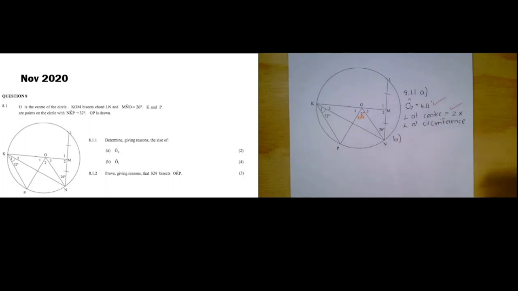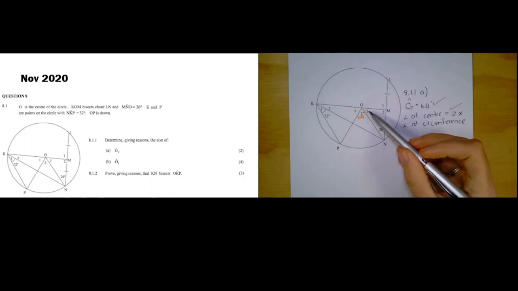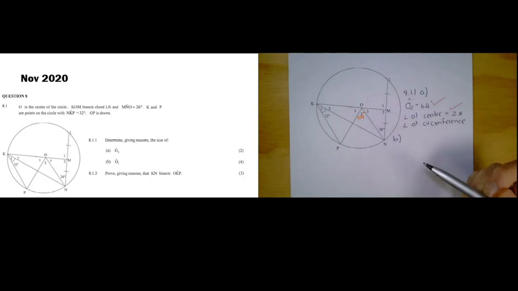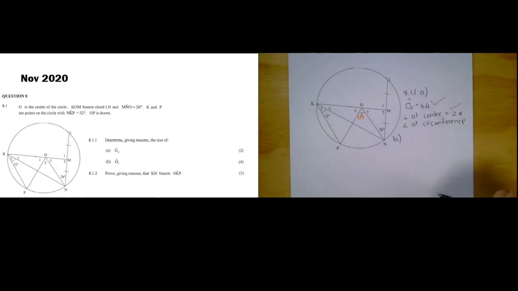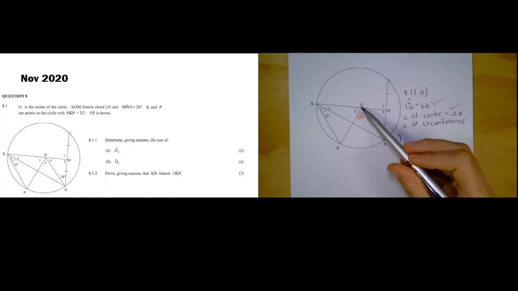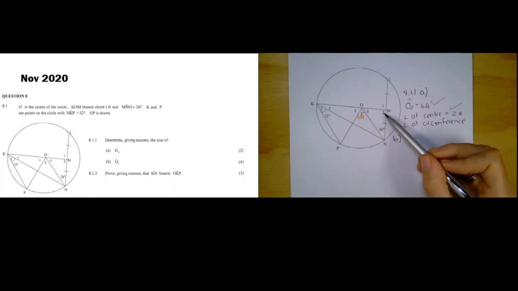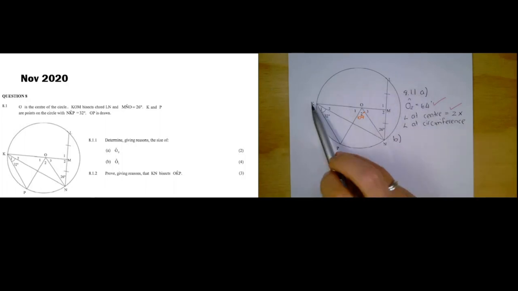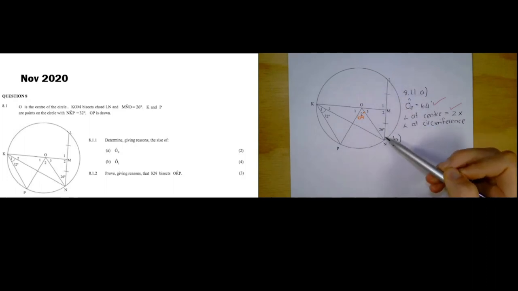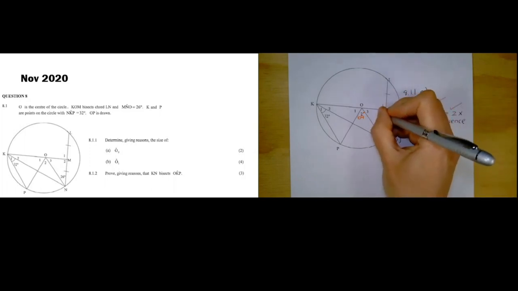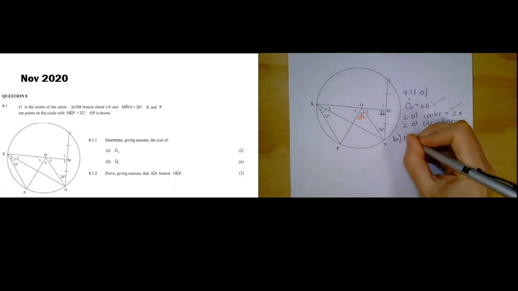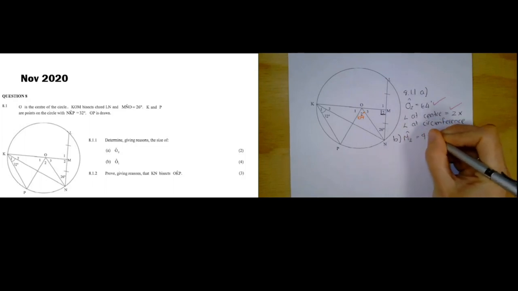B. They would like to know angle O3. So let's go see if we can get angle O3. O3 is over there. Why are they asking me angle O3? Well, first of all, yes, it is an angle at the center, but that's not going to help me. If I look in triangle MON, I must know what M2 is, because we already know that KM bisects line LN. So I must know M2 is 90 degrees. So that's the first thing I'm going to write down. Angle M2 is equal to 90 degrees.